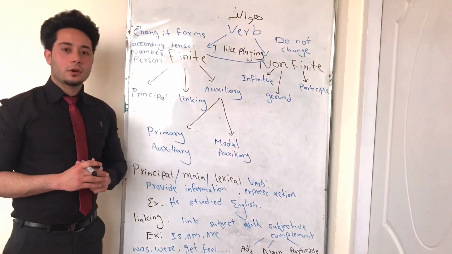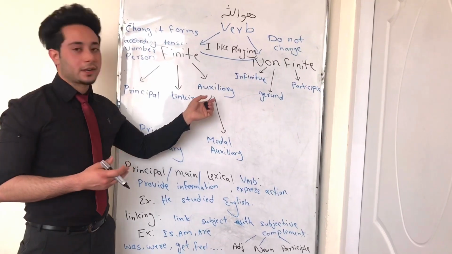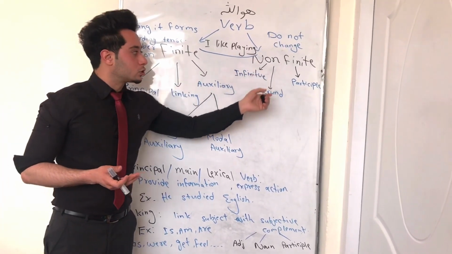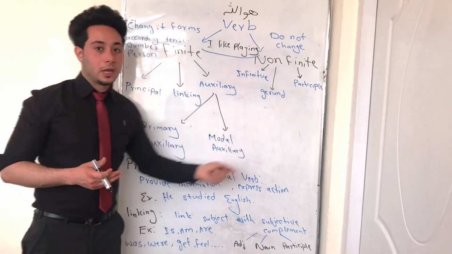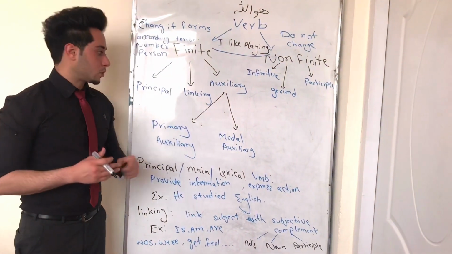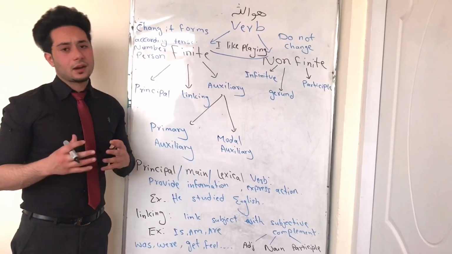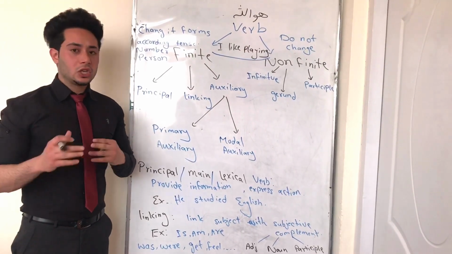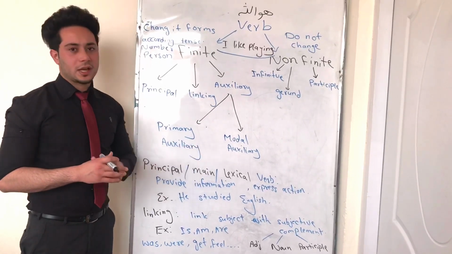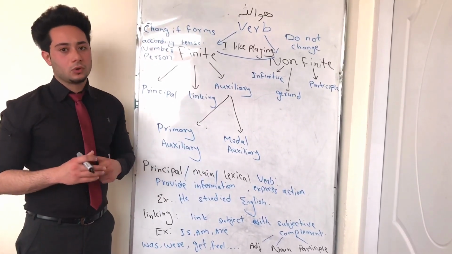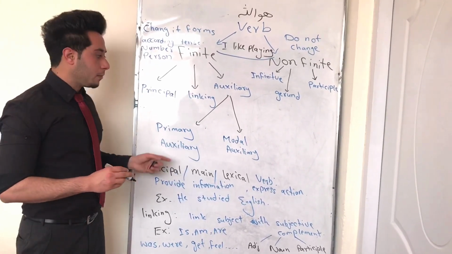There are three kinds of finite verb, which are principal, linking, and auxiliary. We can also call auxiliaries helper verbs. There are three kinds of non-finite verb in English as well, which are infinitive, gerund, and participle. Auxiliary verbs are divided into two sections, which are primary auxiliary verbs and modal auxiliary verbs. In some places, some academics, teachers, or instructors teach their students that there is another kind of auxiliary verb called semi-modal auxiliary verbs. But in general, we can say that there are only two kinds of auxiliaries, which are primary and modal.